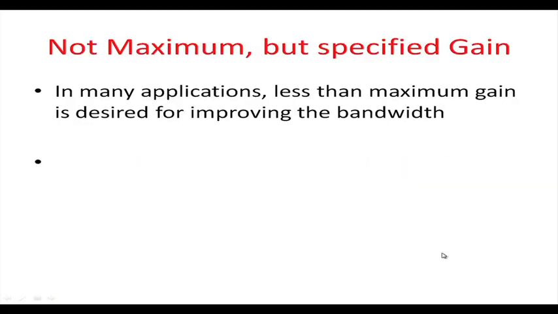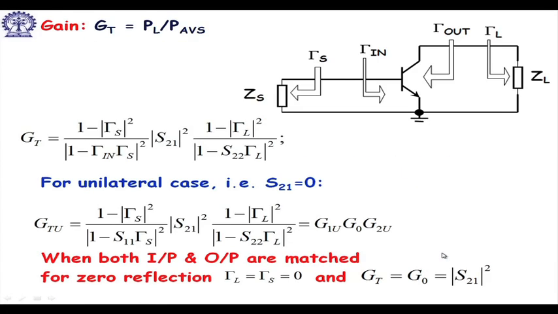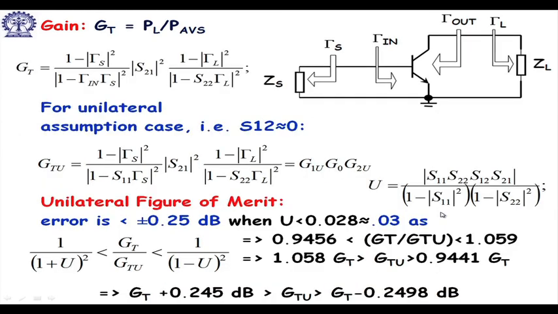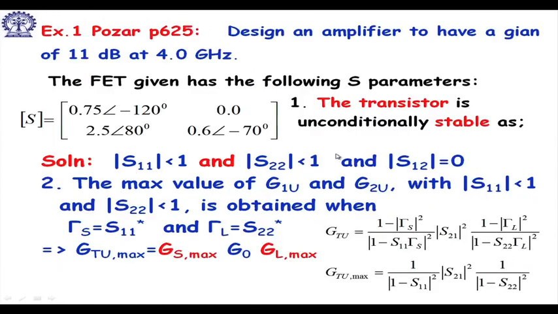Amplifier design for specified gain. Here you see the unilateral case, these are all these things. So, again, unilateral figure of merit. Pozar's problem, page 625: design an amplifier to have a gain of 11 dB at 4 gigahertz. The transistor is given with this.